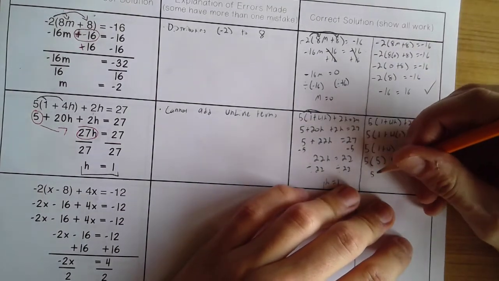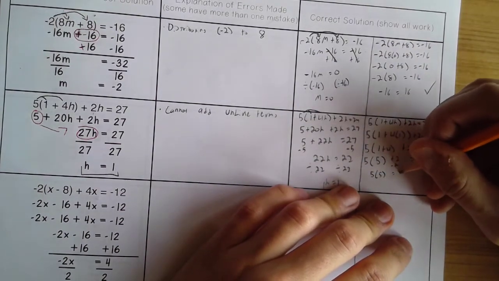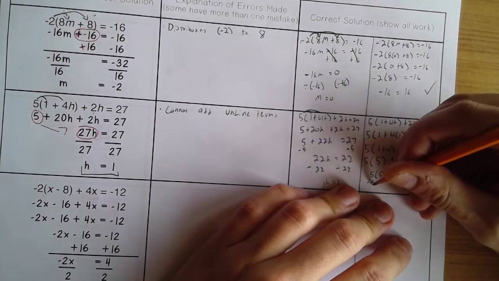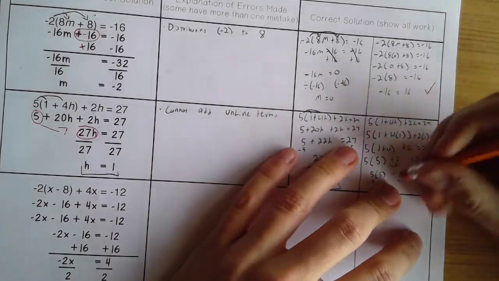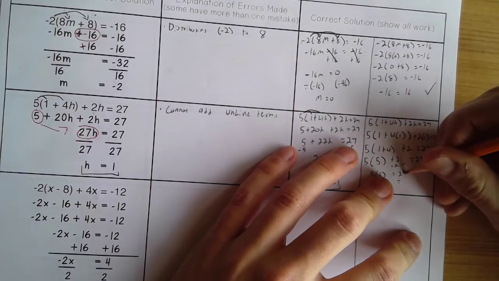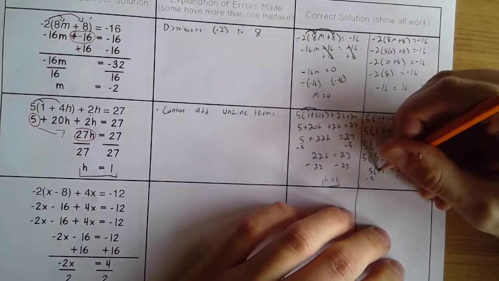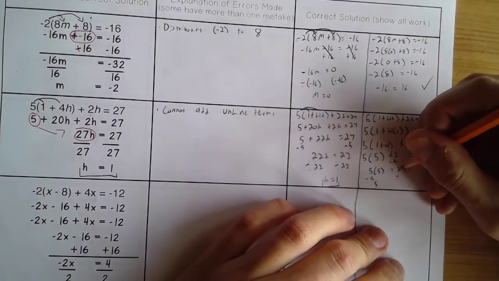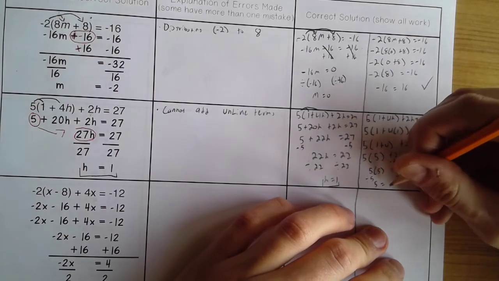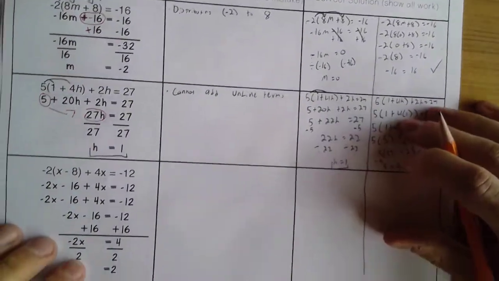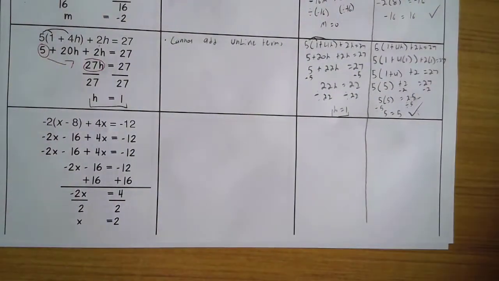Great, and now we have a 5 times 5 equals 27. I could divide both sides by 5. Oh, it does not equal 27, excuse me, equals 25. 5 times 5 divided by 5 is 5. 25 divided by 5 is 5. This checks out. Great, on to our last problem.